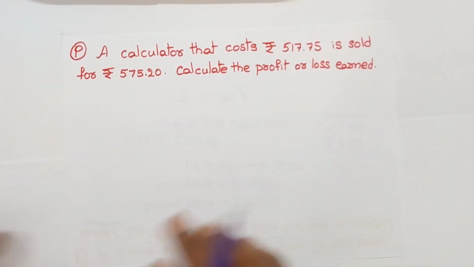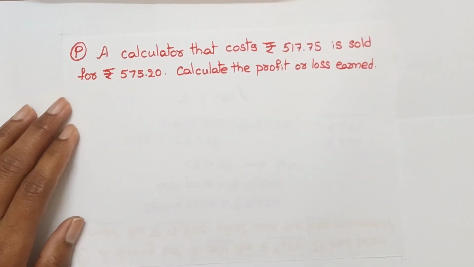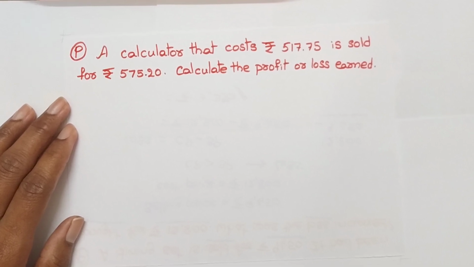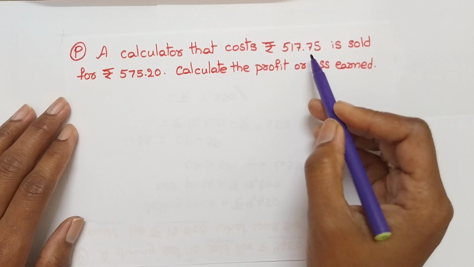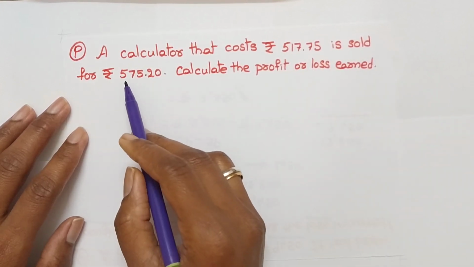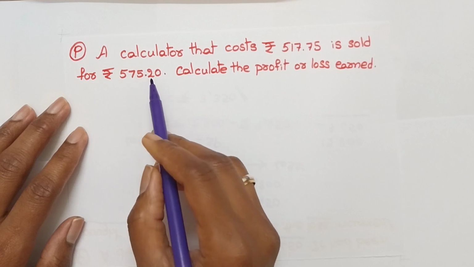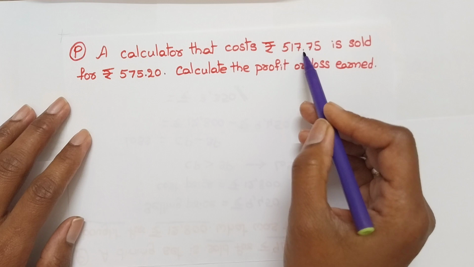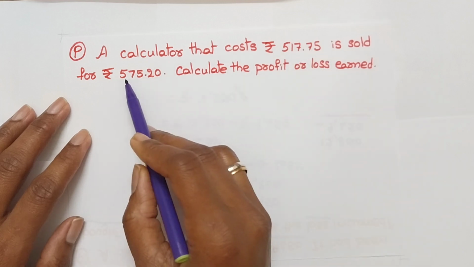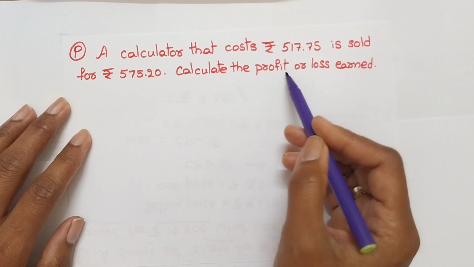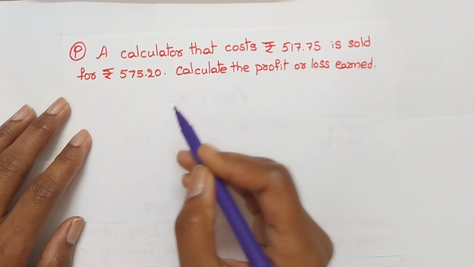Now we do this problem. A calculator that costs rupees 517.75 is sold for rupees 575.20. Twenty paise like that. It's 517 rupees 75 paise, 575 rupees 20 paise. Calculate the profit or loss earned.